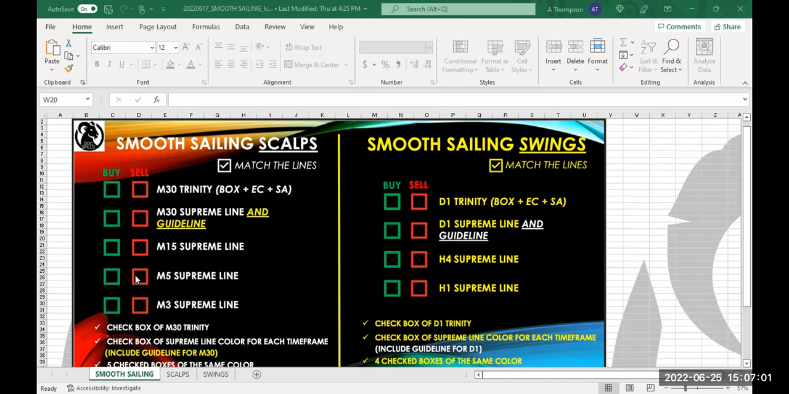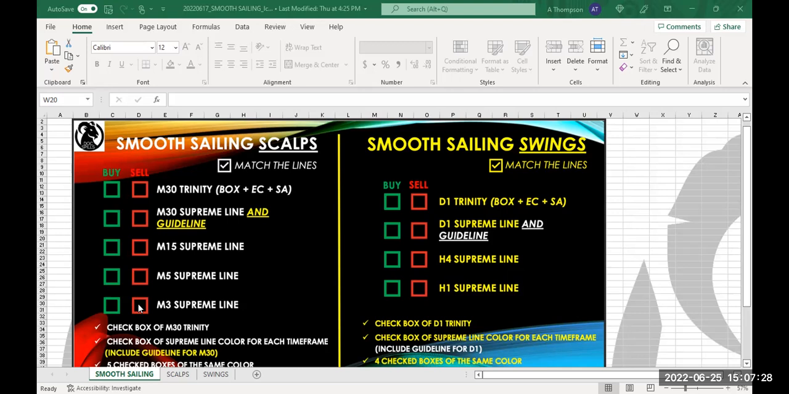As long as you're consistent, the whole goal is to align the colors. Then you're going to drop down to your 3-minute. You're looking for the same color supreme guideline. You mark that. Now you'll see that you'll have 5 boxes with check marks to say that you agree that you have the same color supreme guidelines.